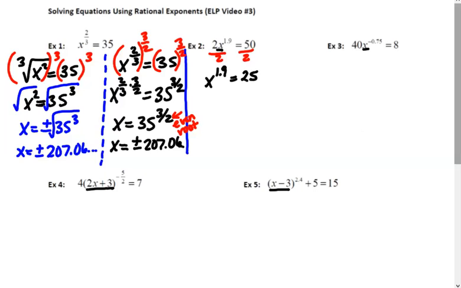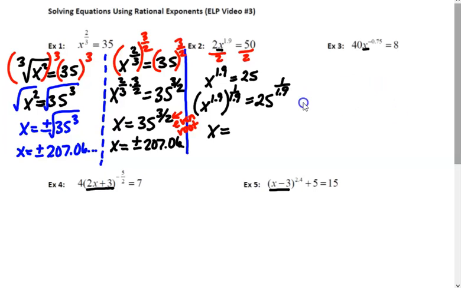Now I want to apply reciprocal powers. Now I could write this as 19/10ths and then do 10/19ths, but I could also just do 1.9 over 1, and its reciprocal is 1 over 1.9. So I can apply this reciprocal power, 1 over 1.9, to both sides. And on the left-hand side, I just get x.